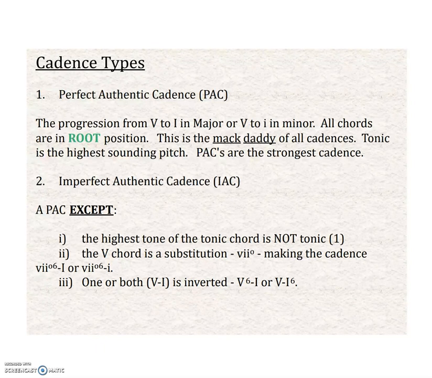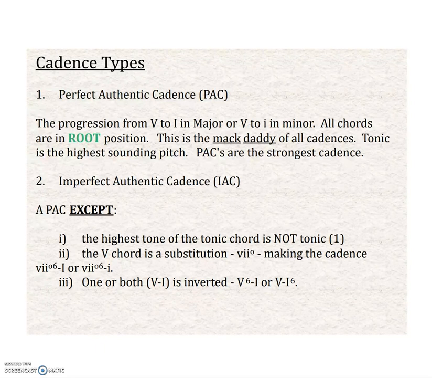So the next one is an imperfect authentic cadence, or IAC. And an IAC is basically the same as a PAC, except the highest tone of the tonic chord is not tonic. So we're not going to be ending on one. Or you could have a substitution for 5, meaning it could be 7 instead of 5. So 7-6 to 1 or 7-6 to little 1.